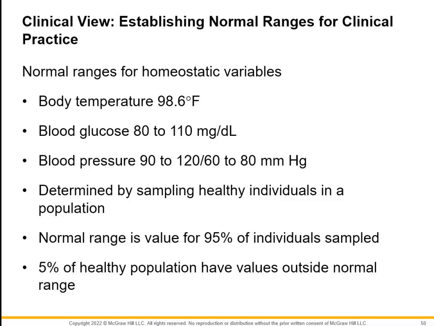I mean, me, for instance, my normal body temperature is like 97.2, okay? I stay cold all the time, but that's my normal. So even though we have normal values, as you see here for temperature, blood pressure, blood sugar, healthy people can be outside of normal.